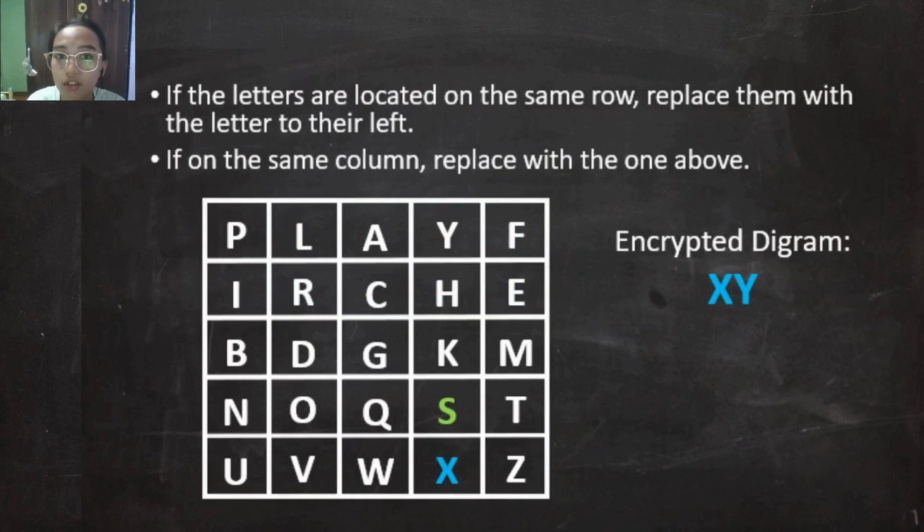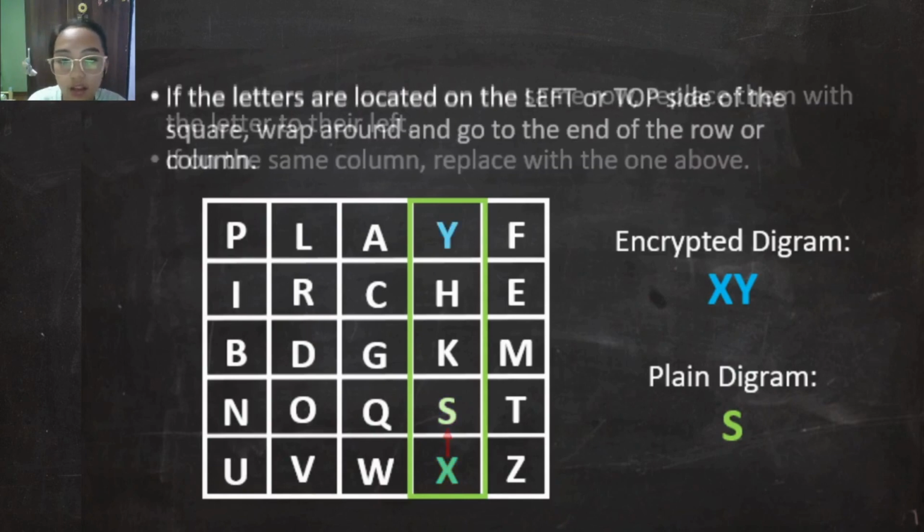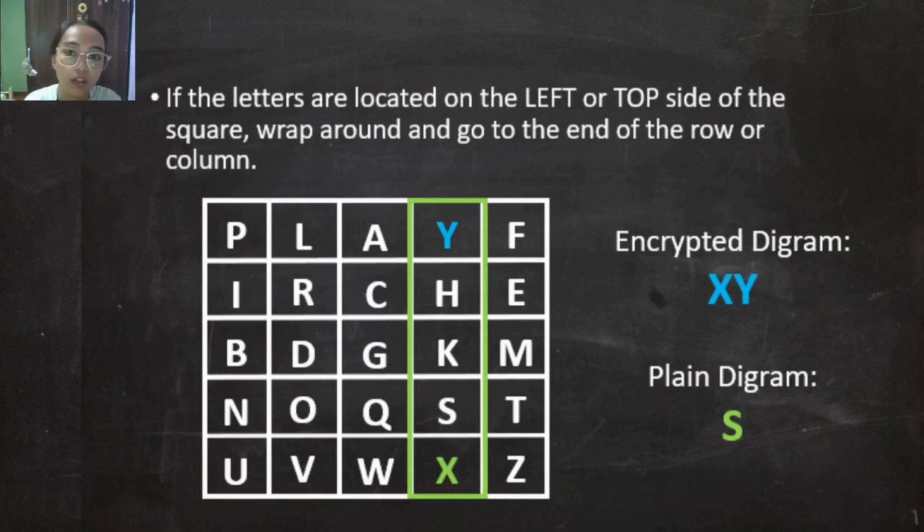And here we are again. If the letters are located on the same row, replace them with the letter to their left. But if on the same column, replace with the one above. So the encrypted diagram is XY, X becomes S, since S is the letter above X, right? So the plain text for X would be S. And if the letters are located on the left or top side of the square, wrap around and go to the end of the row or the column, like we did earlier.